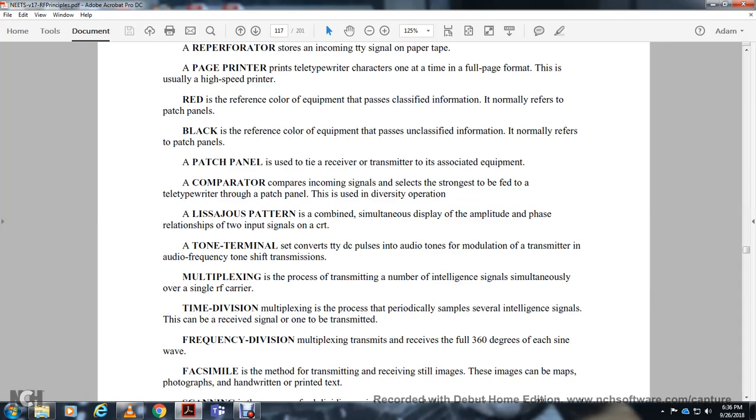Time division multiplexing: the process of periodically sampling several intelligence signals so that they can be received, with only one signal transmitted at a time. Frequency division multiplexing: transmits and receives each signal at a different frequency of the same wave.